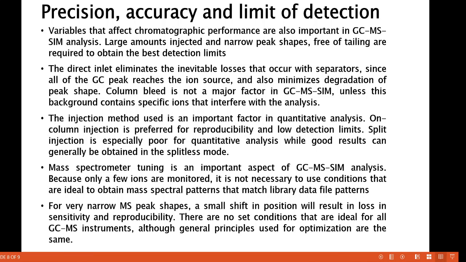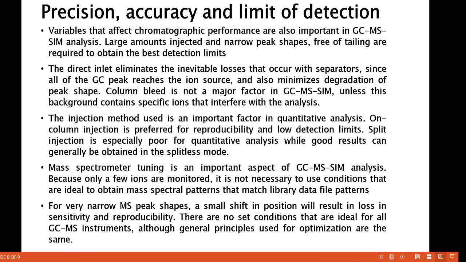Column bleed is not a major factor in GC-MS SIM analysis unless this background contains a specific ion that interferes with the analysis. Which types of factors will be responsible for the background subtraction that is included here. The injection method used is an important factor in quantitative analysis. On-column injection is preferred for reproducibility and low detection limit.